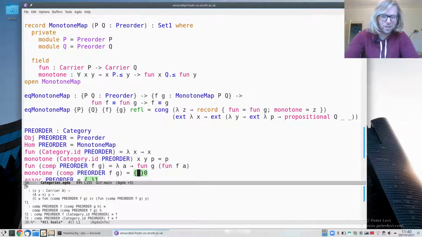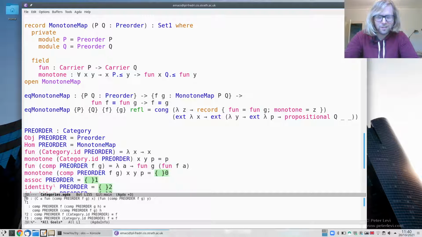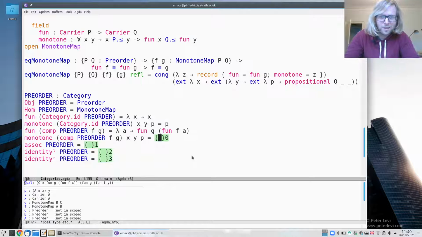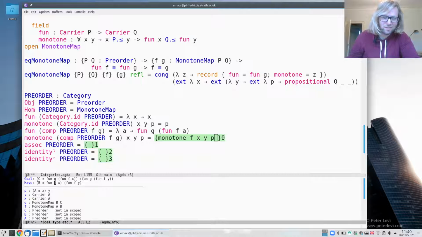And now I have to show that this is monotone. So that means we're given x and y in a, proof p that x is smaller than y, and we have to show that all of this applied to x is smaller than all of this applied to y. But we know that f and g are monotone, so what are we doing first? Well, first we're applying f here. So if we look at the monotonicity proof for f and x and y, and if we give that p, that's going to tell us that f of x is smaller than f of y.